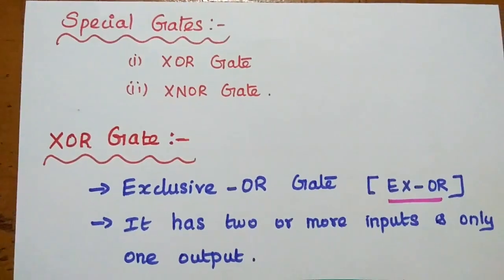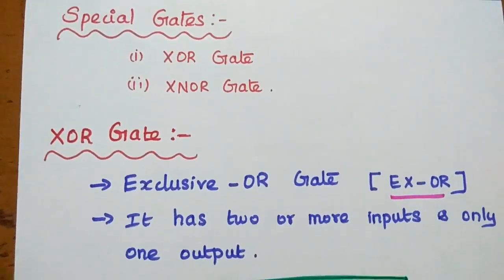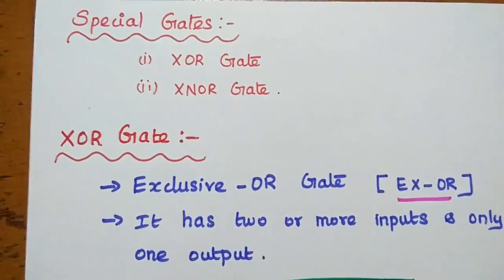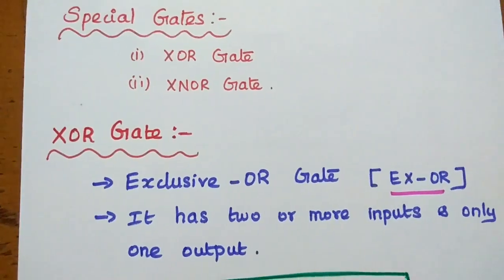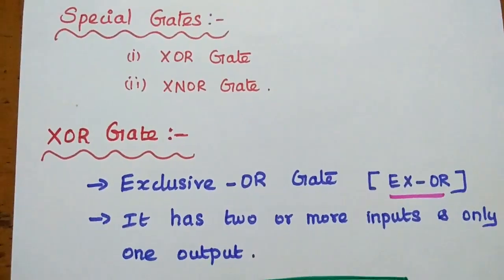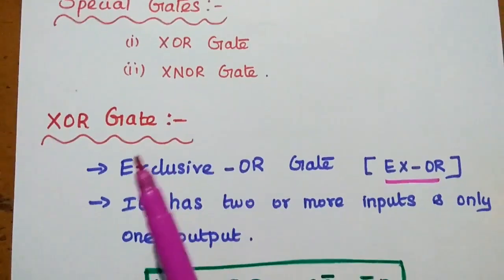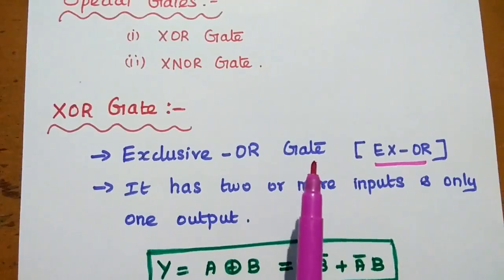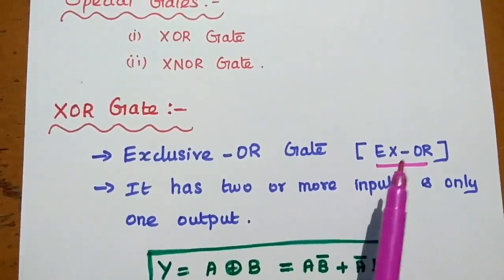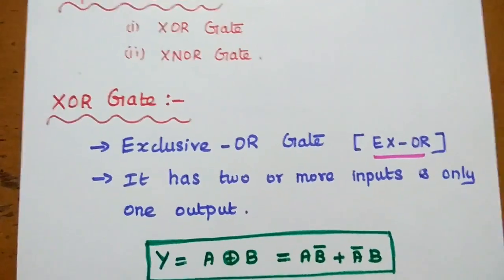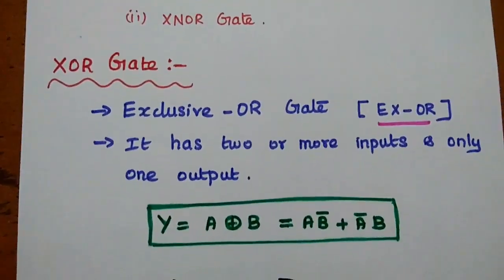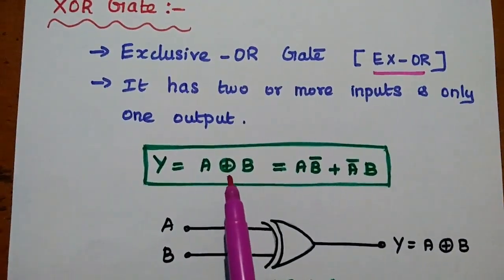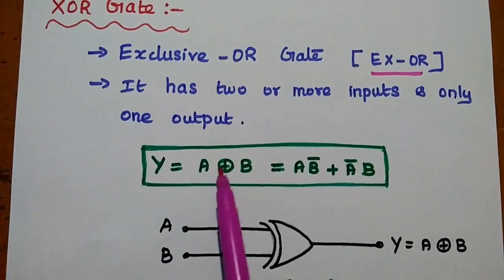Okay. So next one is special gates. Special represents these are the exclusive gates used in particular digital circuits. Okay. So the special gates are the XOR gate and the XNOR gate. The XOR gate is called the exclusive OR gate. It is also represented as XOR. It has two or more inputs and only one output. The XOR operation can be represented by the symbol plus with a circle.